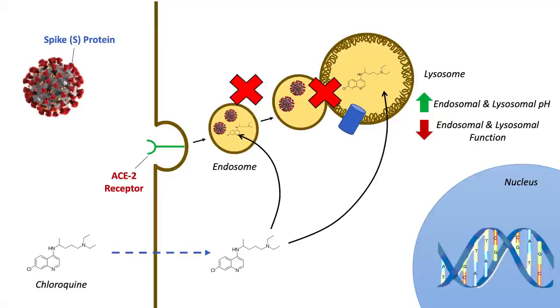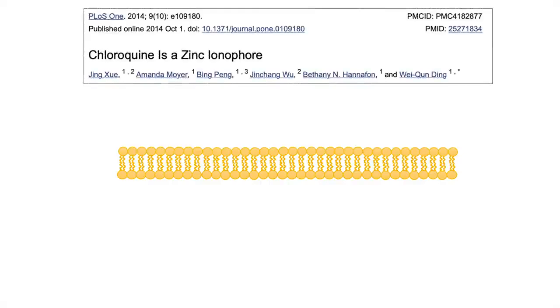So it decreases or inhibits endocytosis. So the second point I want to make regarding chloroquine's antiviral properties is that chloroquine is a zinc ionophore. There's actually a paper published in PLOS ONE in 2014 showing evidence that chloroquine can act as a zinc ionophore. That means that chloroquine can allow the entry of zinc into a cell.